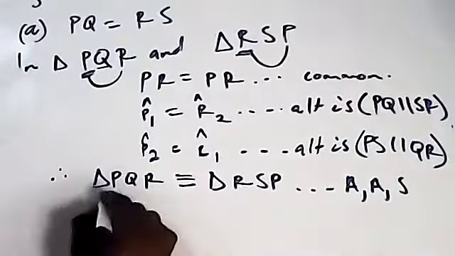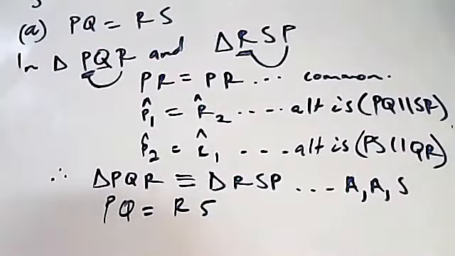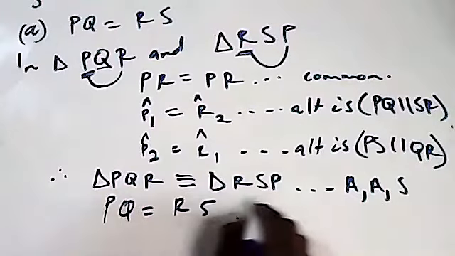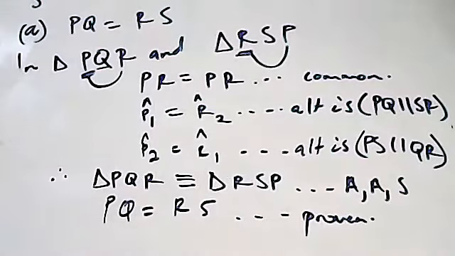So we can conclude to say that PQ is equal to RS, right? It's proven that these two triangles are congruent. Does it make sense? Did I lose you someone?